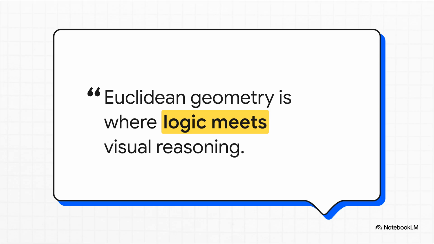Euclidean geometry is where logic meets visual reasoning. I absolutely love this concept from our sources because it completely shifts the paradigm. We aren't just passively identifying shapes anymore, right? We're actively engaging in methodical, unshakable reasoning. We're literally building arguments out of lines and angles.